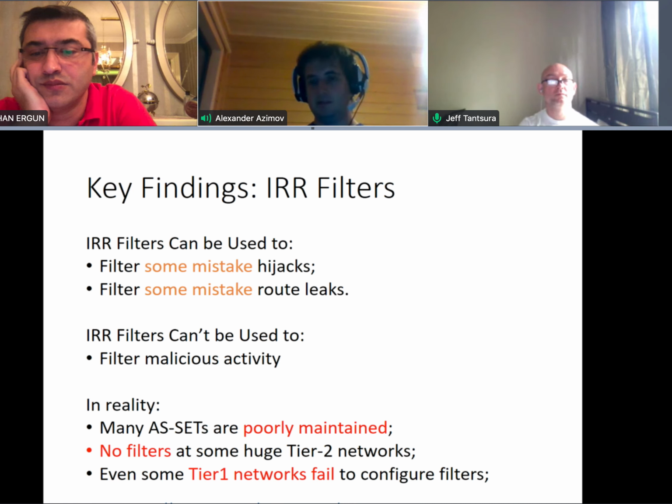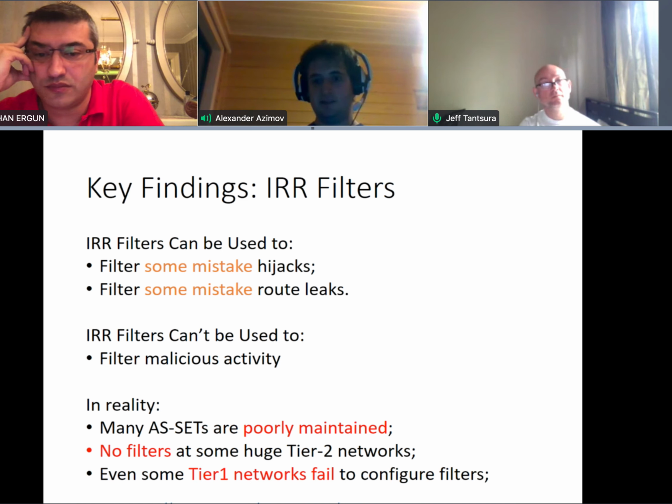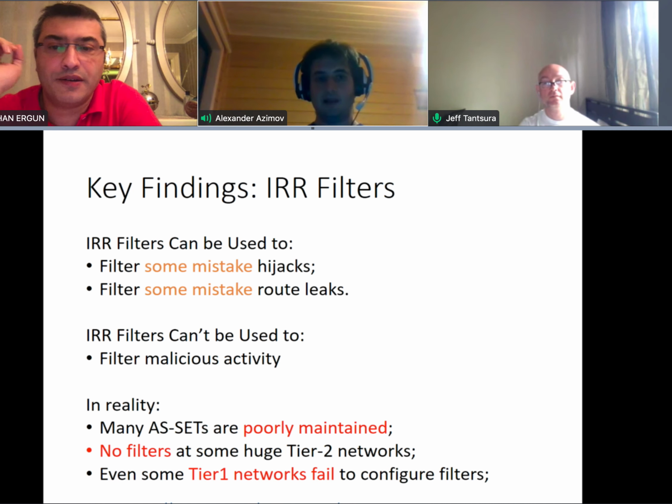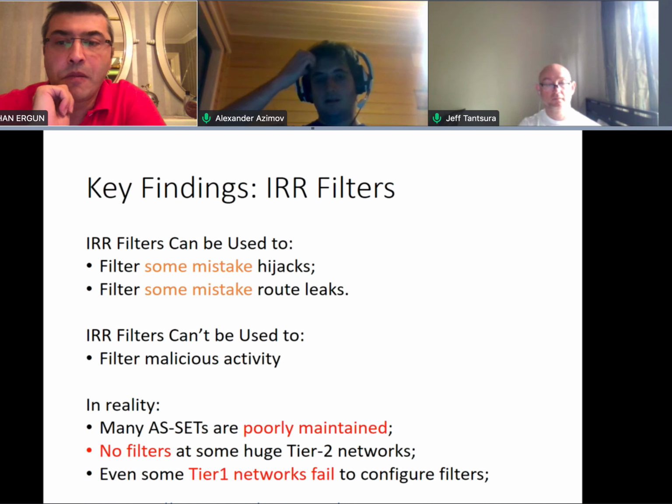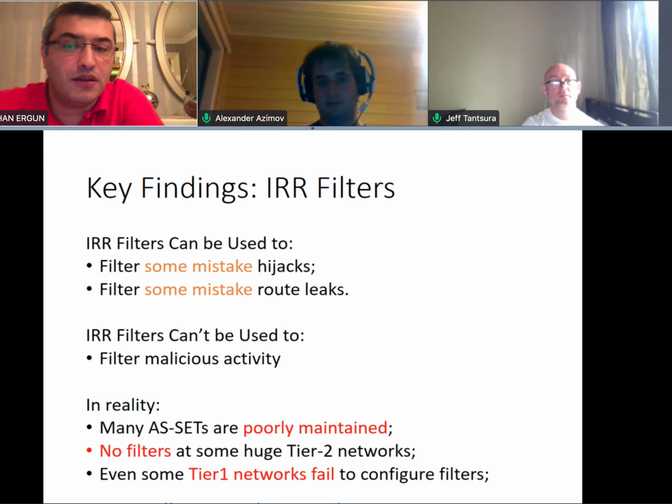And there are also incidents when some huge Tier 2 networks and even Tier 1 networks have no filters at all. Such problems result from time to time in global incidents that affect thousands of networks. Okay, here is important for me. When you say IRR filters cannot be used to filter malicious activity, I mean, that is the whole purpose there, right?